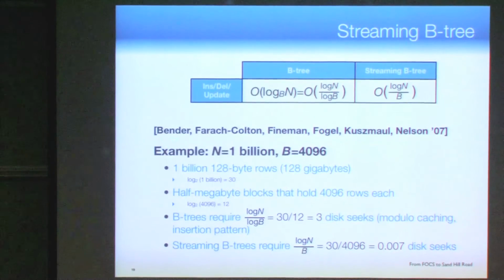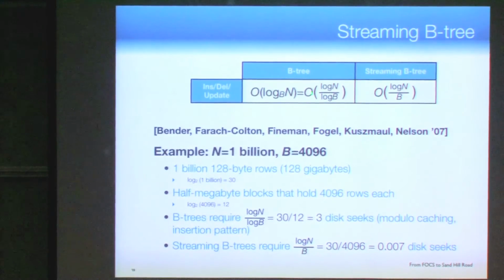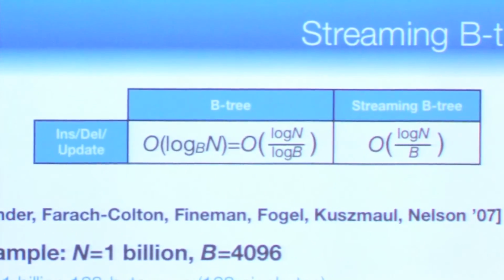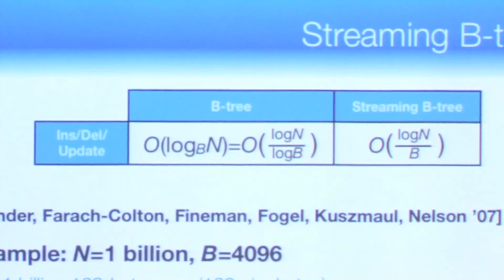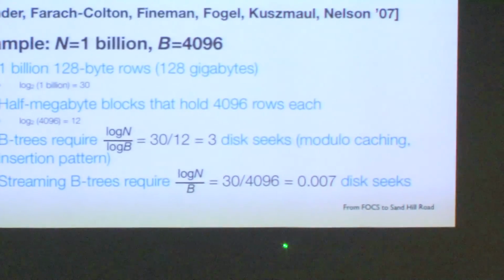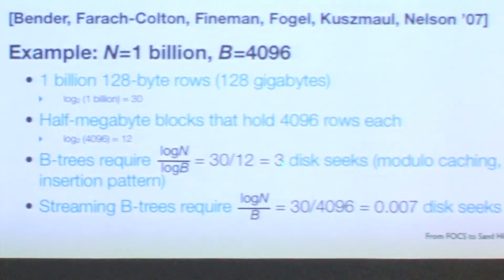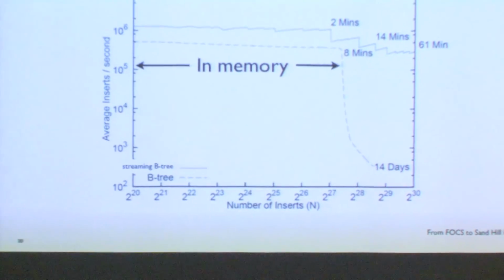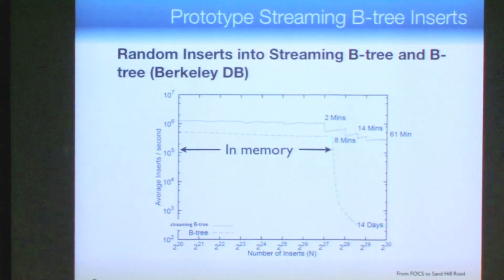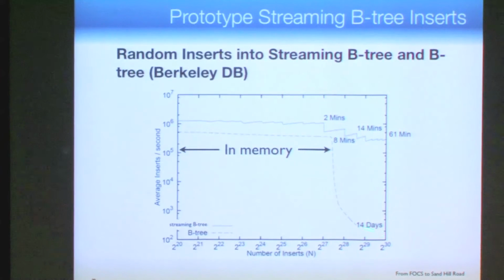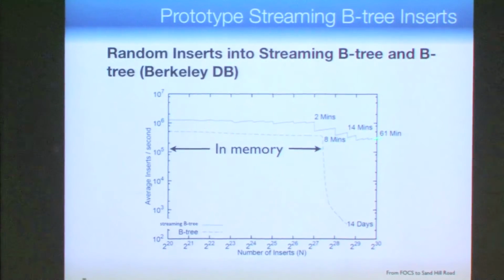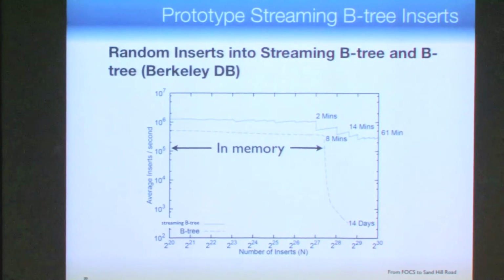Streaming B trees, it's this set of people. A B tree is log n over log B for insertions, and we are log n over B. So plugging in some reasonable numbers, it's like 3 disk seeks for them, and 0.007 disk seeks per insertion for us. That's not percent. Okay, so that's a lot faster. You try that out on some reasonable data, and as long as they're in memory, they're nice, and then they fall off the cliff. And for this data set, we gave up after 14 days. It took us an hour to index that.